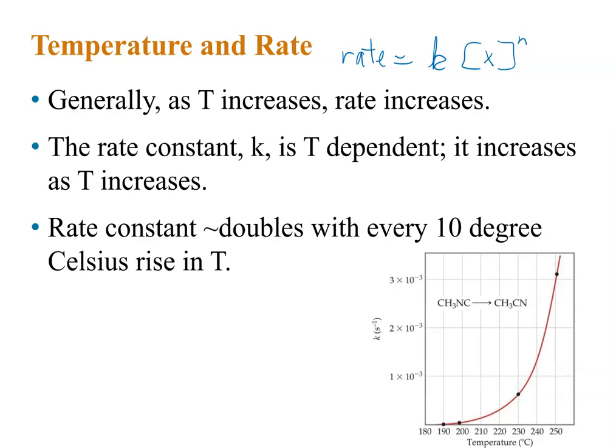So how will temperature increase rate? The temperature increases the rate by affecting the value of k. It turns out that the value of k is temperature dependent, and it increases as temperature increases. I think you recall, I said there was a general rule of thumb that for every 10-degree Celsius rise in temperature, the value of this rate constant will double. Again, this is just a rule of thumb. Sometimes it triples, sometimes it quadruples, sometimes the value of the rate constant only goes up by 1.5, but it will go up as temperature goes up.